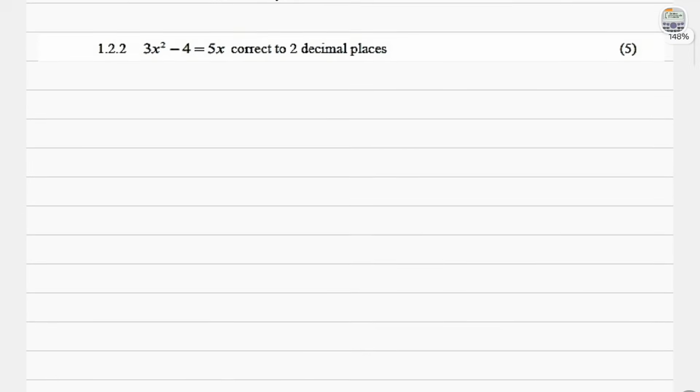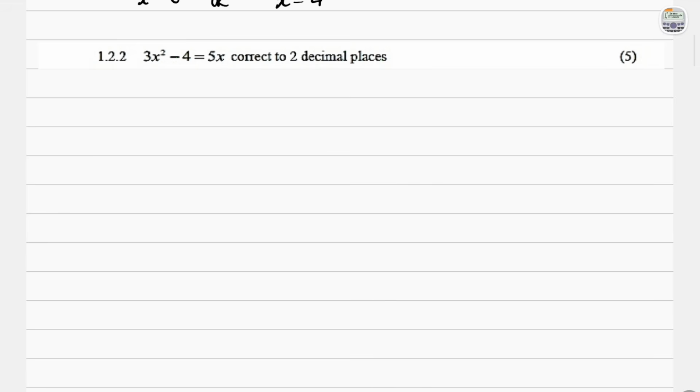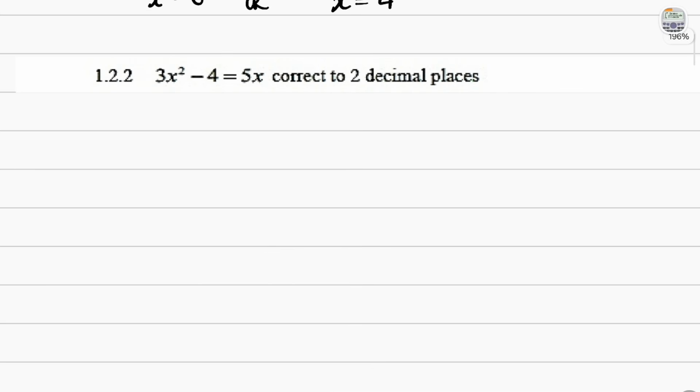Question 1.2.2 says we need to solve for x and we need to remember to correct to 2 decimal places. So this means this is a quadratic equation that we cannot manually factorize. We have to use the quadratic formula. So do you see that this is not in its standard form yet? And so we need to transpose this.